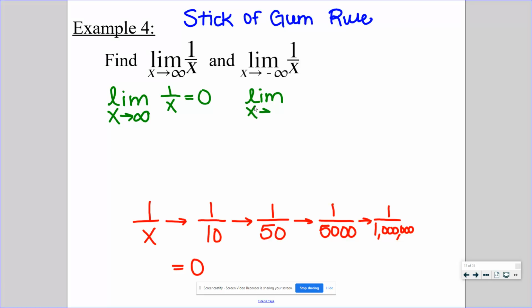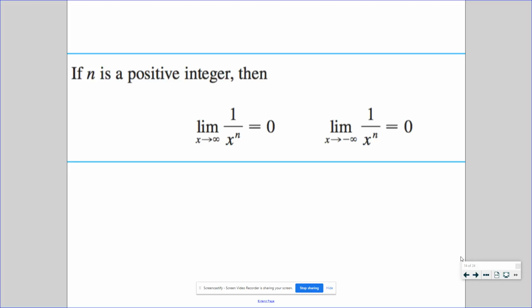Now, would that change if I'm dividing by a number like negative infinity? So if I take 1 and divide by a really, really big negative number, is that going to change my answer? No, it's not. I'm still going to get 0, because I'm still dividing by a really big number, which gives me a number that is infinitely small, pretty much like 0, okay? Here is the stick of gum rule in a nicer format. So this is the same thing again.